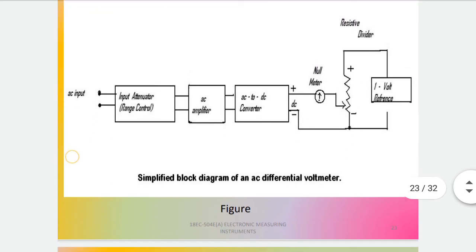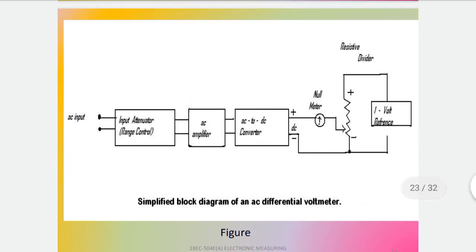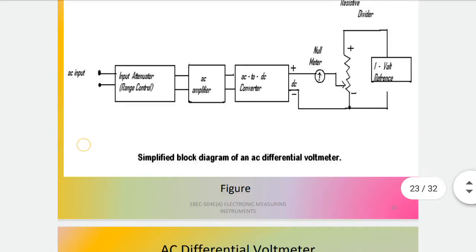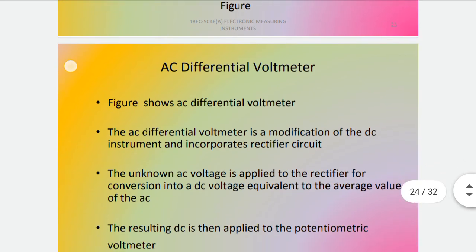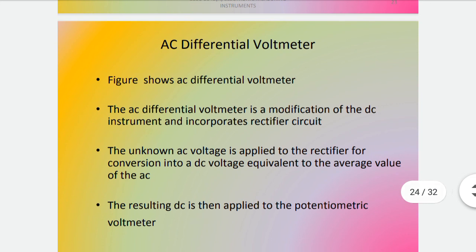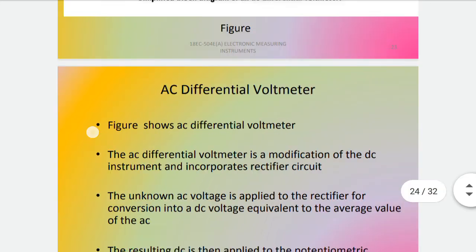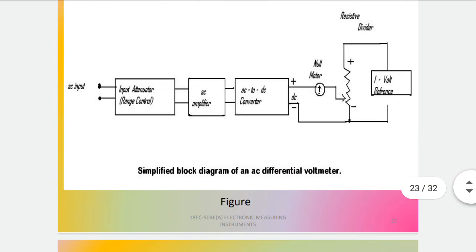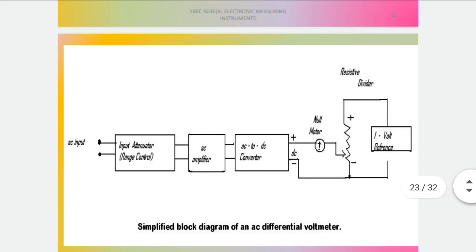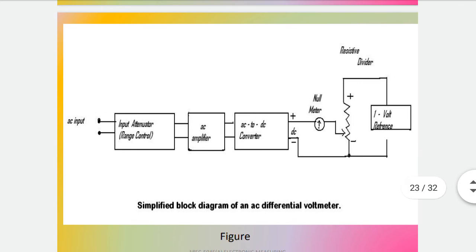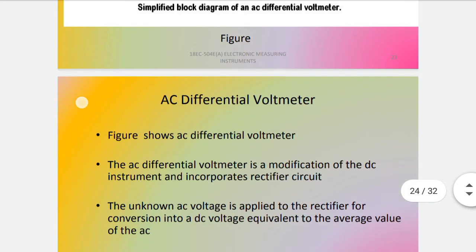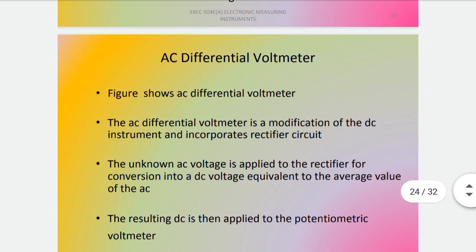Now you can see the simple block diagram of an AC differential voltmeter. In the figure, you can see the input attenuator, AC amplifier, AC to DC converter, null meter, resistive divider, and 1 volt reference network. The figure shows the AC differential voltmeter.